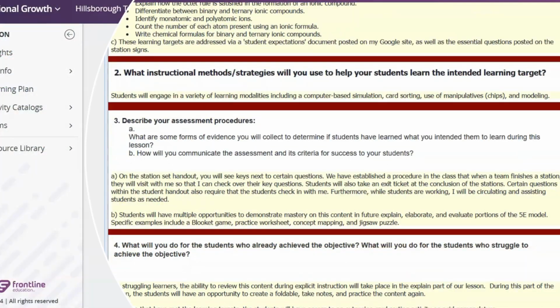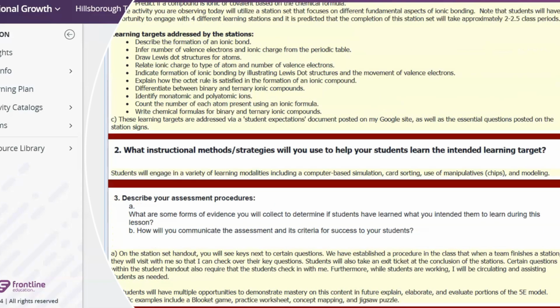The second question asks about what instructional strategies I'm going to be using over the course of the class period when my observer's in the room. My students are again participating in a station set, so there's lots of different activities that my students are going to be engaging with. So there's manipulatives and computer-based simulation. My students are going to be creating models. So there's a lot of different things.